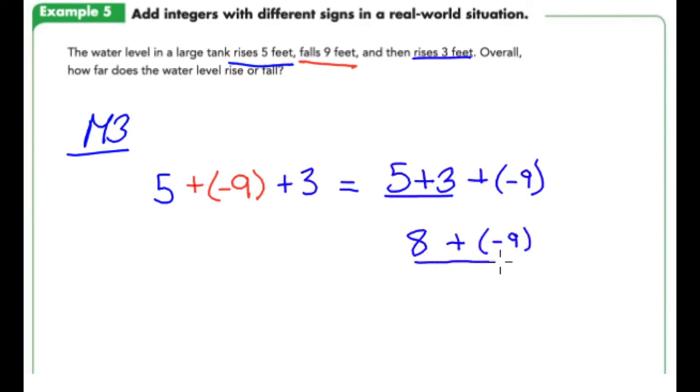And now we have addition with different signs. So we're going to subtract the absolute values. The absolute value of a negative 9 is 9, and the absolute value of 8 is 8. So we need to figure out 9 minus 8, which gives us 1. Then 9 is the greater absolute value, and 9 was negative, which means that our answer there is a negative 1. And that negative 1 represents a fall in the water level. So again, we could say that overall, the water level falls 1 foot.